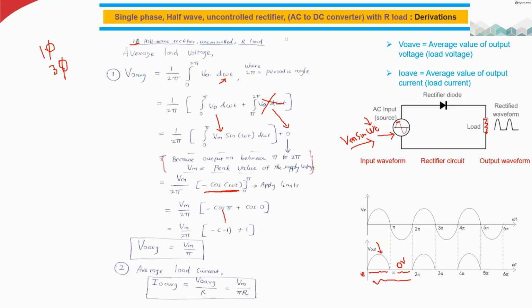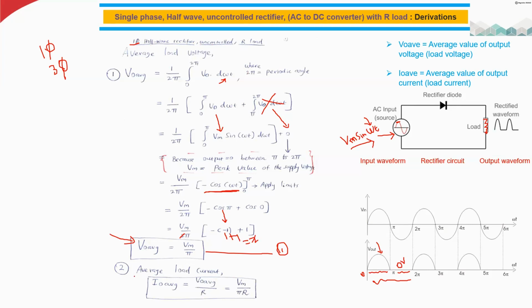So what is the cos pi value? It is equal to minus 1. Cos 0 is 1. So minus into minus is going to be plus. So this is going to be 1 plus 1 is equal to 2, right? And we already have Vm divided by 2 pi. So these 2 and these 2 can be cancelled. So Vo average is equal to Vm divided by pi. This is our first equation we found. So the average value of the output is equal to Vm divided by pi. This is the standard mathematical formula. You can use it whenever you use this half wave uncontrolled rectifier with resistive load.